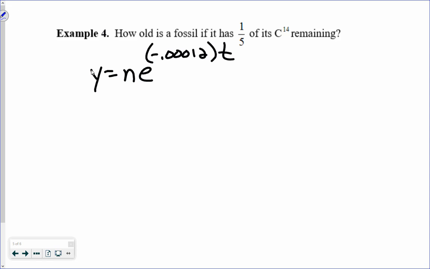Well, obviously I'm asking you to find t, so I better be able to fill out y and n, which we can. There are lots of options. To go with what somebody said earlier, just as long as y is 1/5 of n, we're good. So somebody in the other hour said 1 and 0.2. I don't know if that's our best choice. How about 1 and 5? If I started with 5, I would end up with 1. That's 1/5 of 5, times e to the negative 0.00012 t.